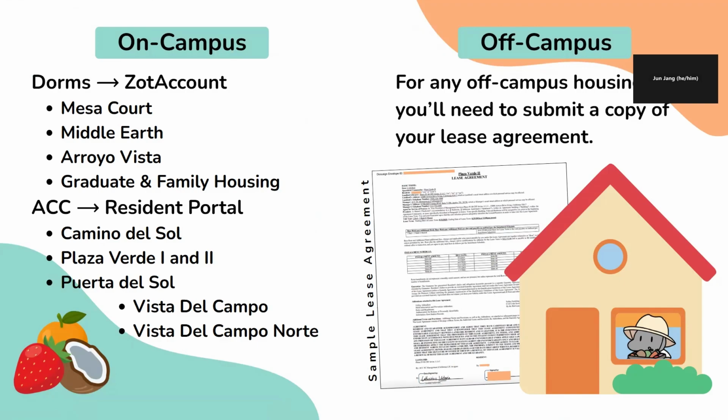If you live in any of the ACC apartments listed below, you should be able to access a copy of your lease agreement through your resident portal, and we'll have a quick tutorial for that as well. And if you happen to live off campus, you'll need to access and submit a copy of your lease agreement. If you're unable to access a copy of your lease agreement or have a special consideration, please take a look at the self-written statement templates we have available towards the end of this video to see if your situation may be covered. If it's not, please email us at calfresh@uci.edu and we'd be happy to help.